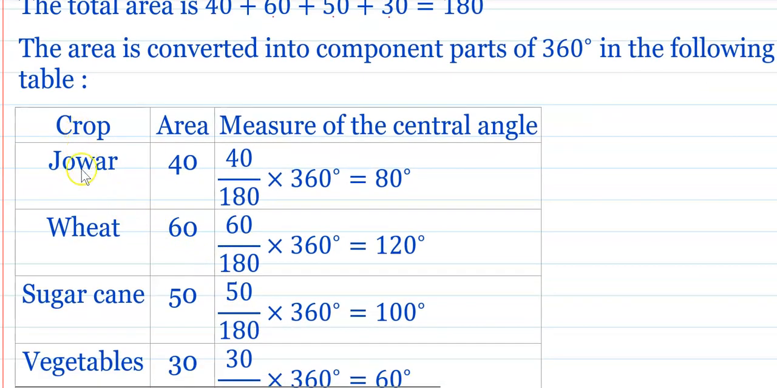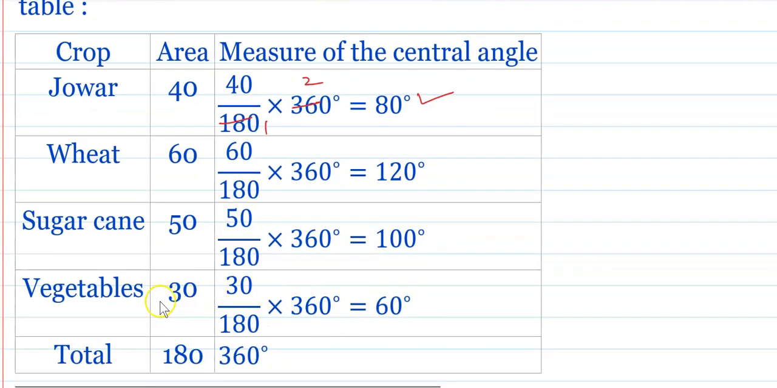Now see this first crop, jowar, area 40. Measure of the central angle, that is 40 upon 180, ha total is सर्वांचा into 360. You will get here, okay. Every time you multiply this number by 2: 40 into 2, you will get 80. Next again 60 into 2, 120, and 50 into 2, 100, 30 into 2, 60, and in this way.